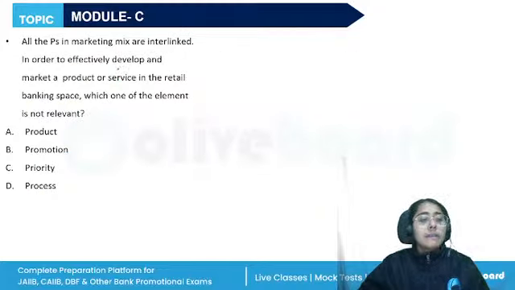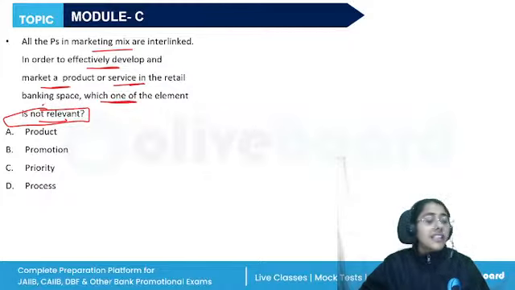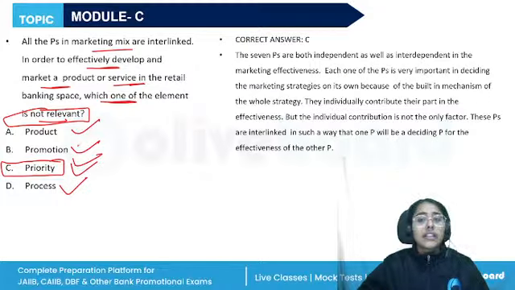Next, all the P's in the marketing mix are interlinked. In order to effectively develop and market a product or service in the retail banking space, which one of the element is not relevant? So we have already seen the 7 P's. Product is a part, promotion is a part, process is there, but priority is not among the ingredients. So the correct answer is C, right?